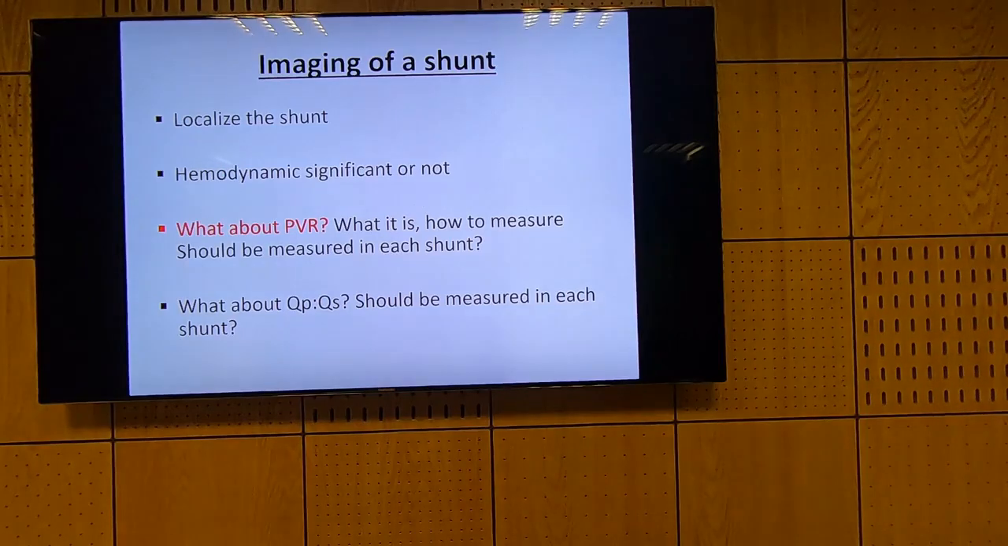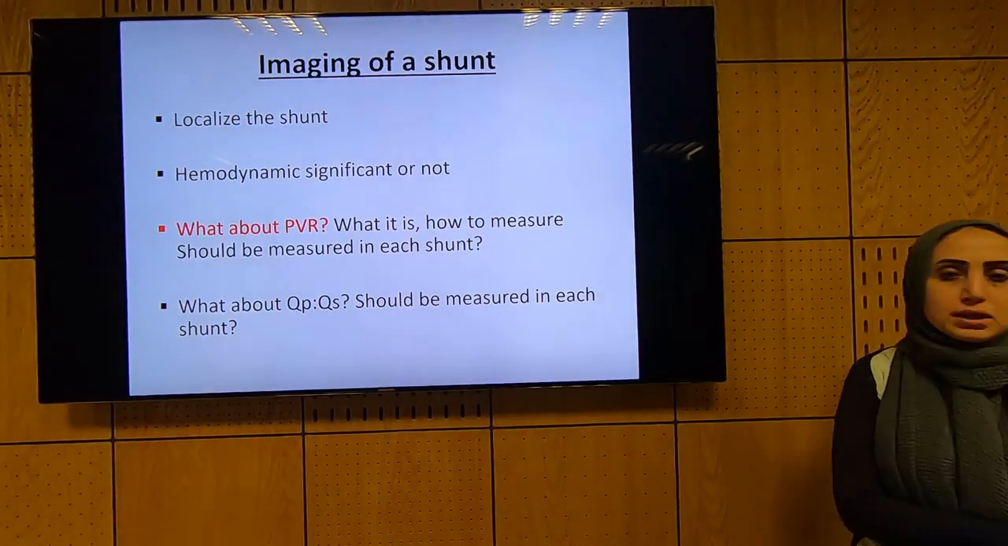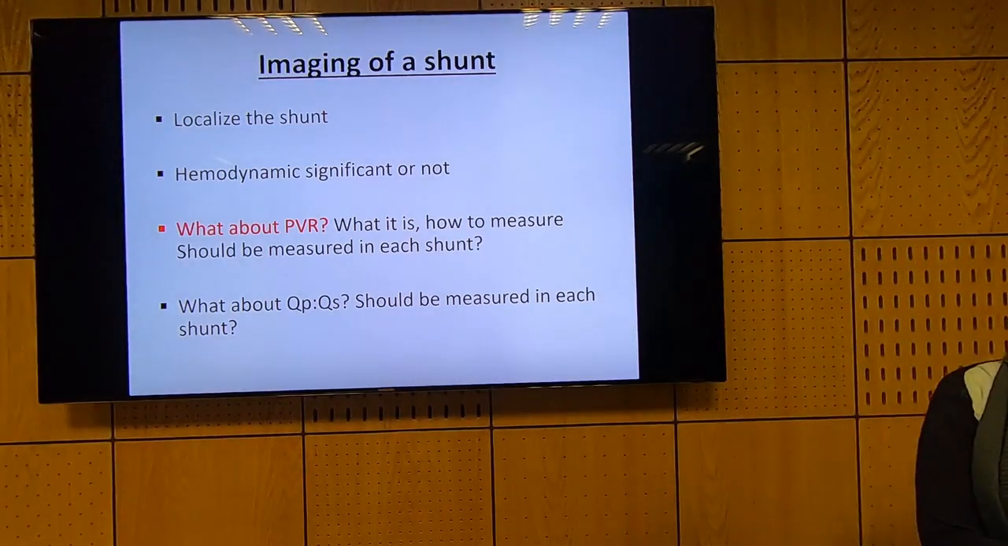Okay. Then we will come to the pulmonary vascular resistance and Qp/Qs. What is the pulmonary vascular resistance?